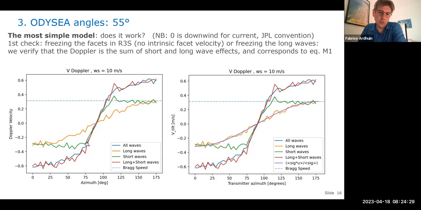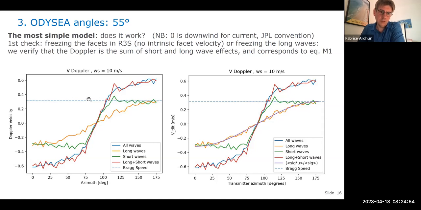And so if you freeze the short waves, in that case, you only have the effect of the long waves in yellow. So there's no Bragg velocity of the short waves. It's just that the orbital velocities of the long waves are correlated with sigma naught, and that will give you some average Doppler velocity. The effect of the short waves is essentially just their Bragg velocity, intrinsic velocity.